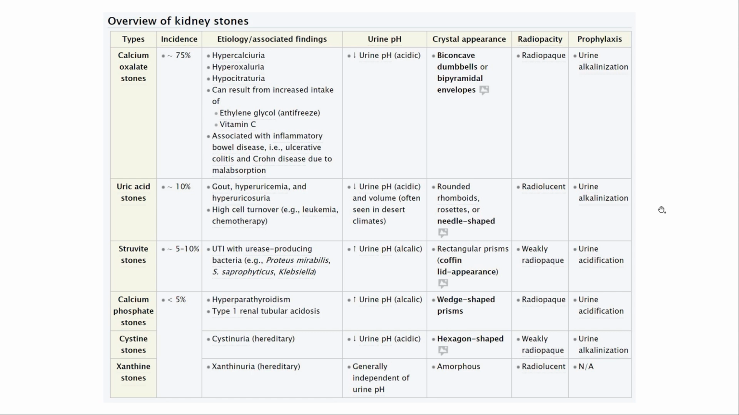One thing to be aware of is that the calcium-based stones can happen whenever there's hypercalcemia, for example, secondary to hyperparathyroidism.